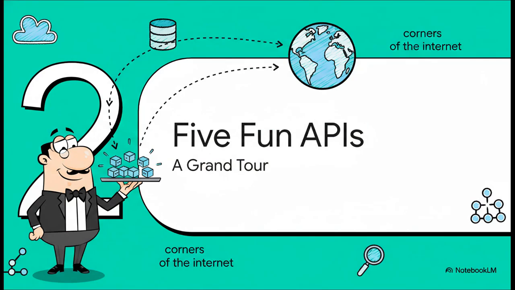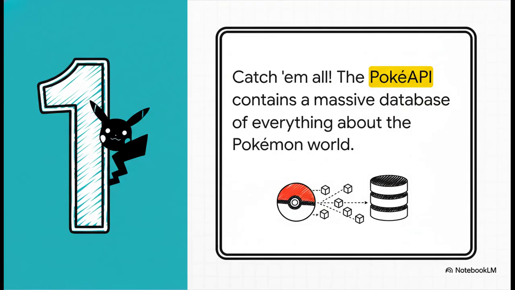Now that we've totally cracked the code on what an API is, let's get to the really fun part. We're going to take a little tour and see what kind of amazing things these digital waiters can bring back to us from all over the web. First up, we're diving straight into nostalgia. For anyone, and I mean anyone, who's ever wanted to catch 'em all, this is for you. There's this fantastic, totally free API called the PokeAPI, and it's basically a giant digital encyclopedia of everything you could possibly want to know about Pokemon.